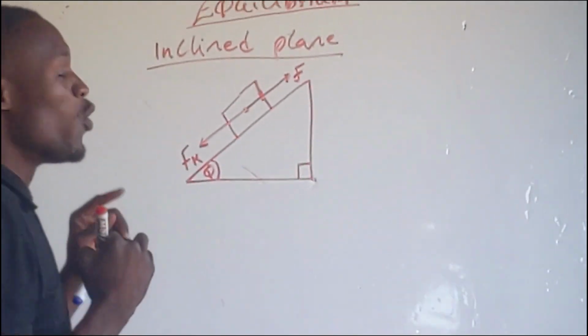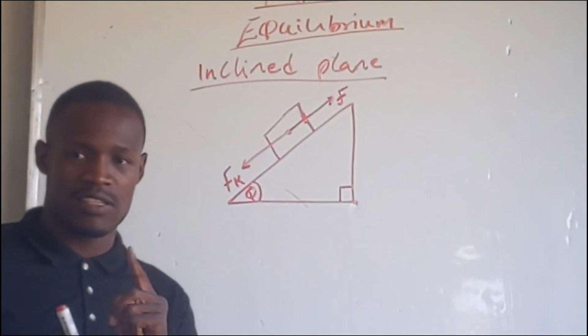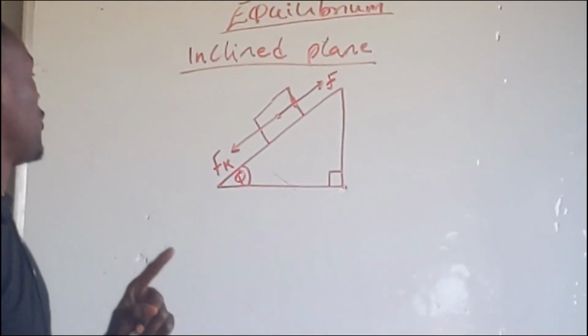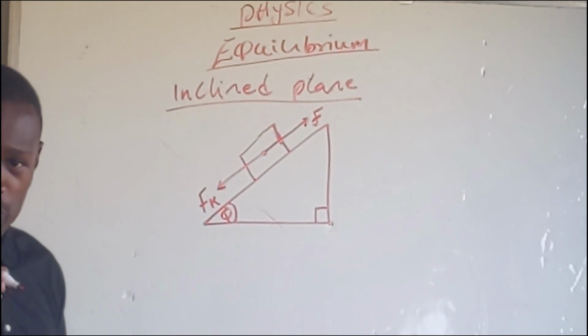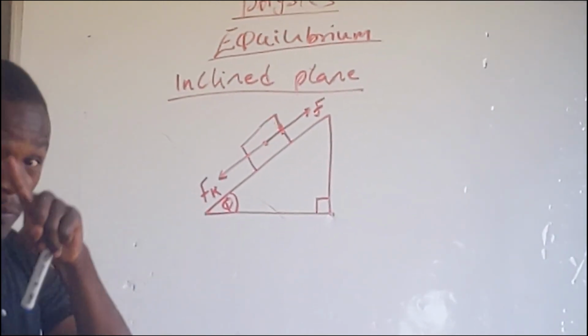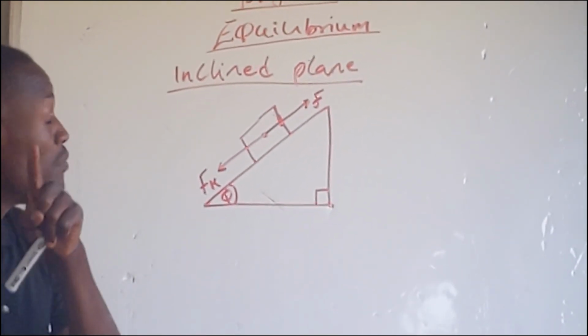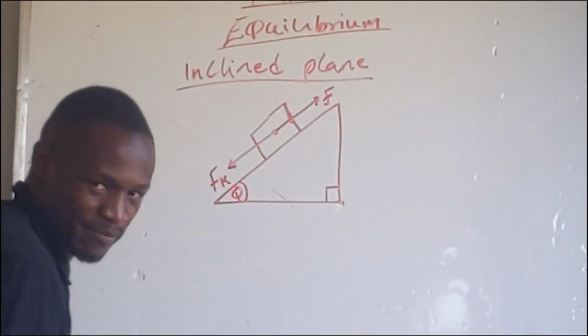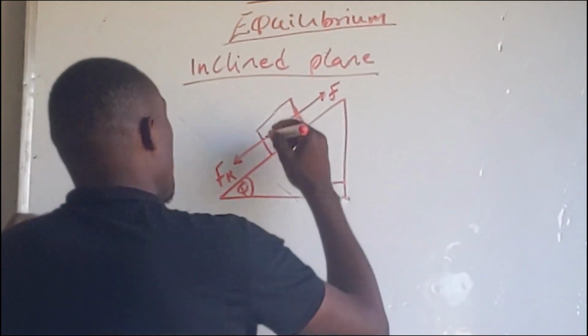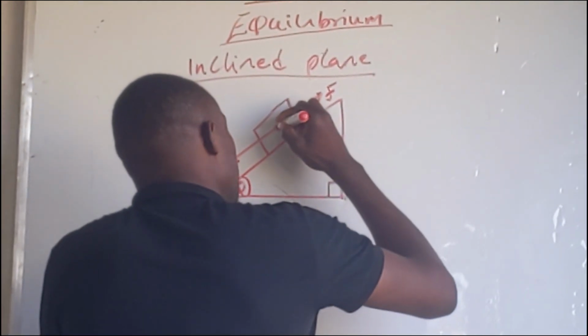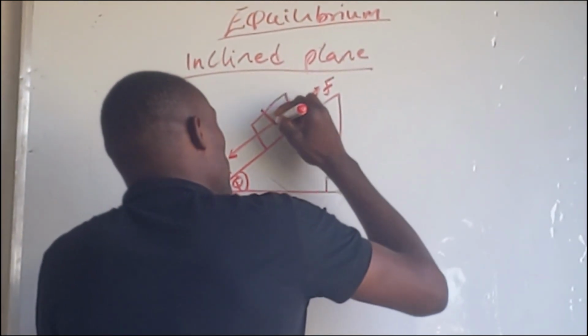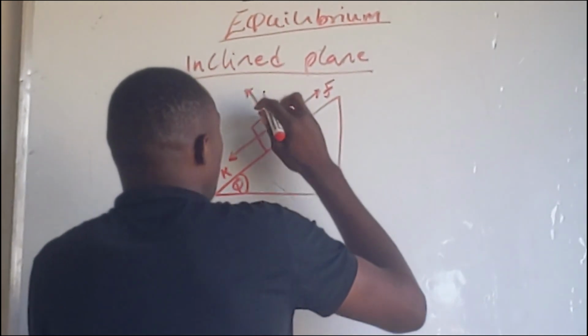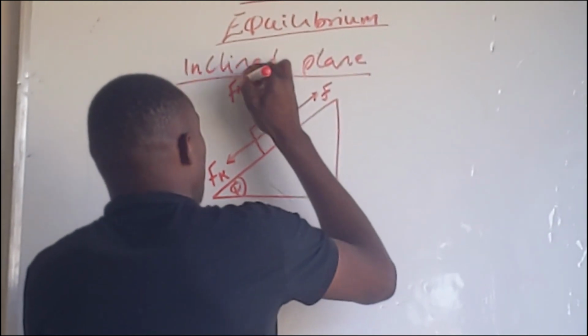Then from there, we also have the normal force. Now, be careful with the normal force. The normal force is always perpendicular to the surface of the incline. Therefore, since the object is here, it will form a 90 degree here and you form the normal force here.